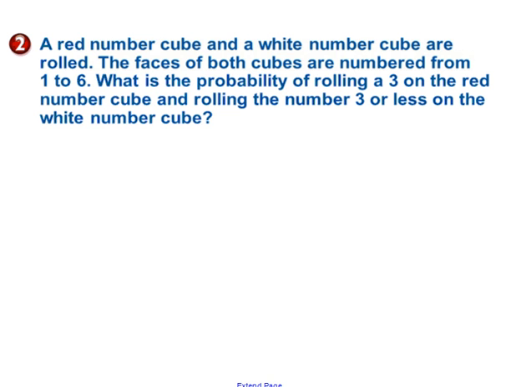A red number cube and a white number cube are rolled. The faces of both cubes are numbered from 1 to 6. What is the probability of rolling a 3 on the red number cube and rolling the number 3 or less on the white number cube? Well, there's 6 different things that can come up on the first cube, and one of them is the number 3, so I've got a 1 out of 6 chance of rolling a 3. The second one, 3 or less, so that's 1, 2, or 3. So there's 3 chances of getting a number out of 6.